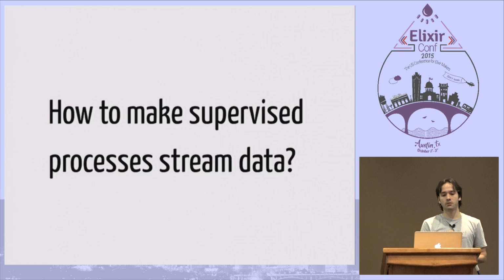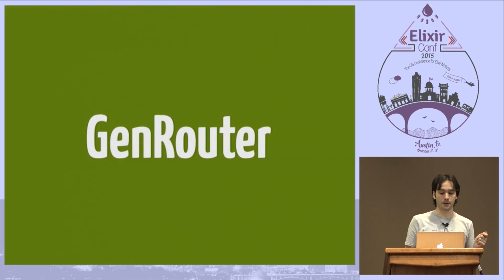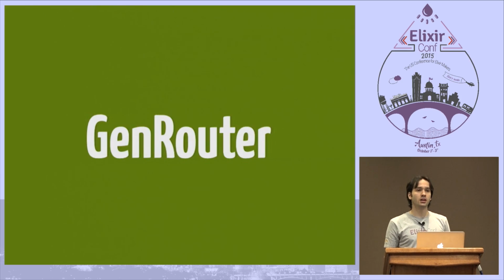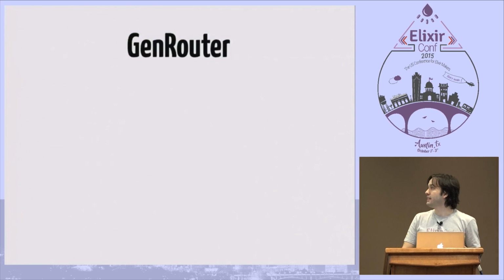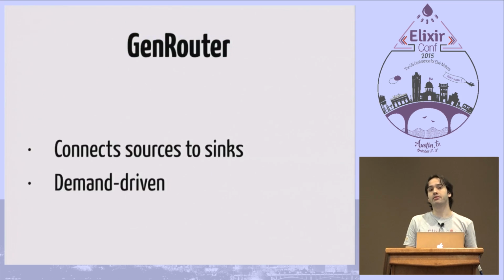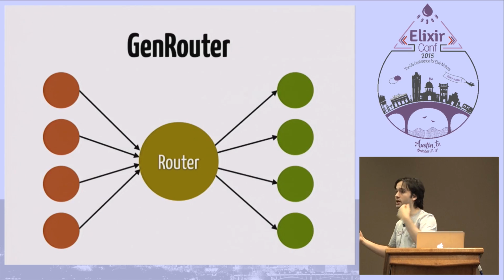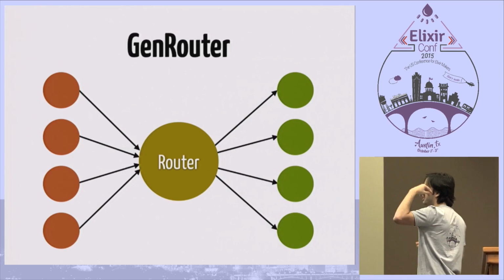The answer that we got for this question is something that we're calling the GenRouter. The GenRouter is going to be a new behavior, as we have GenServer and Supervisor. The idea of the GenRouter is that it connects sources to sinks, and GenRouters are demand-driven. That's what we're going to talk about for the rest of the talk, just to give an idea of how we expect the GenRouter to work. So here's a GenRouter. We have a process. It's just a process, and it's receiving data from sources here on the left side.